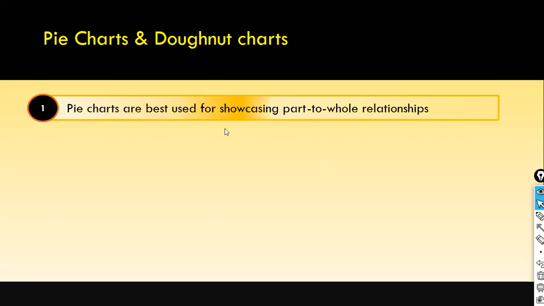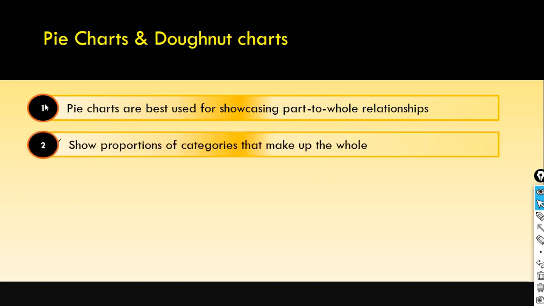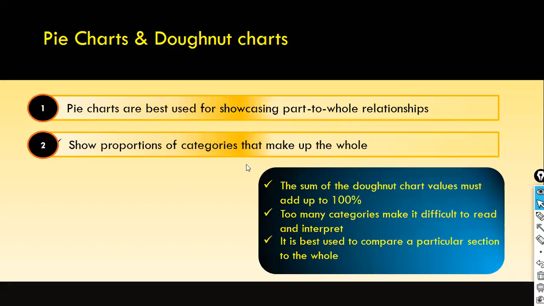Pie charts are best used for showcasing part-to-whole relationships. In that kind of situation, you can use a pie chart. If you want to compare the categories side by side, a pie chart is not helpful. If you want to show the proportion of categories that make up the whole, this is very helpful. The sum of the donut chart or the pie chart values must add up to 100%. Each slice displays the values in terms of percentage. You can display the percentages as well as the values, but if you add all the slice percentages, they should sum up to 100%.